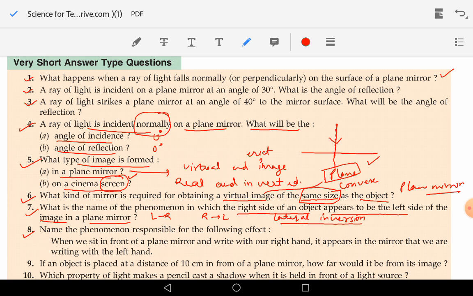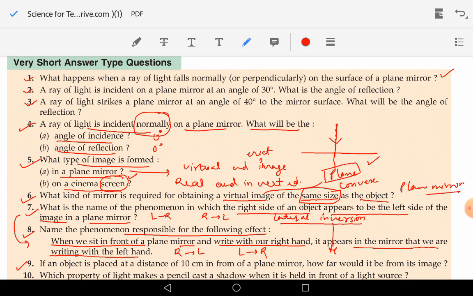Now question number 8. Name the phenomenon responsible for the following effect. When we sit in front of a plane mirror and write with our right hand, it appears in the mirror that we are writing with the left hand. So again, it is the same situation, that right appears to be left and left appears to be right. So it is also lateral inversion.